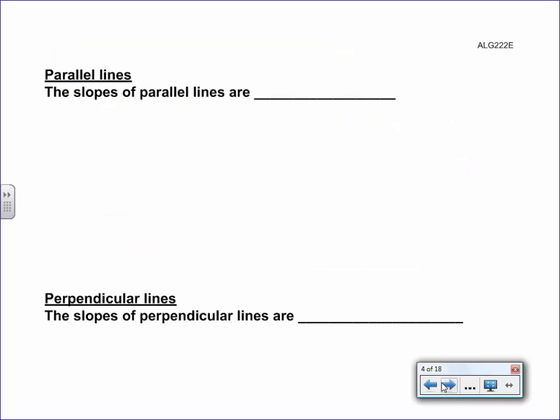And 2 points to make, because we're going to be discussing this further. The slopes of parallel lines are the same. If you have the equations of two lines, their slopes will be the same. Now, perpendicular lines are a different situation. The slopes of perpendicular lines are called negative reciprocals.